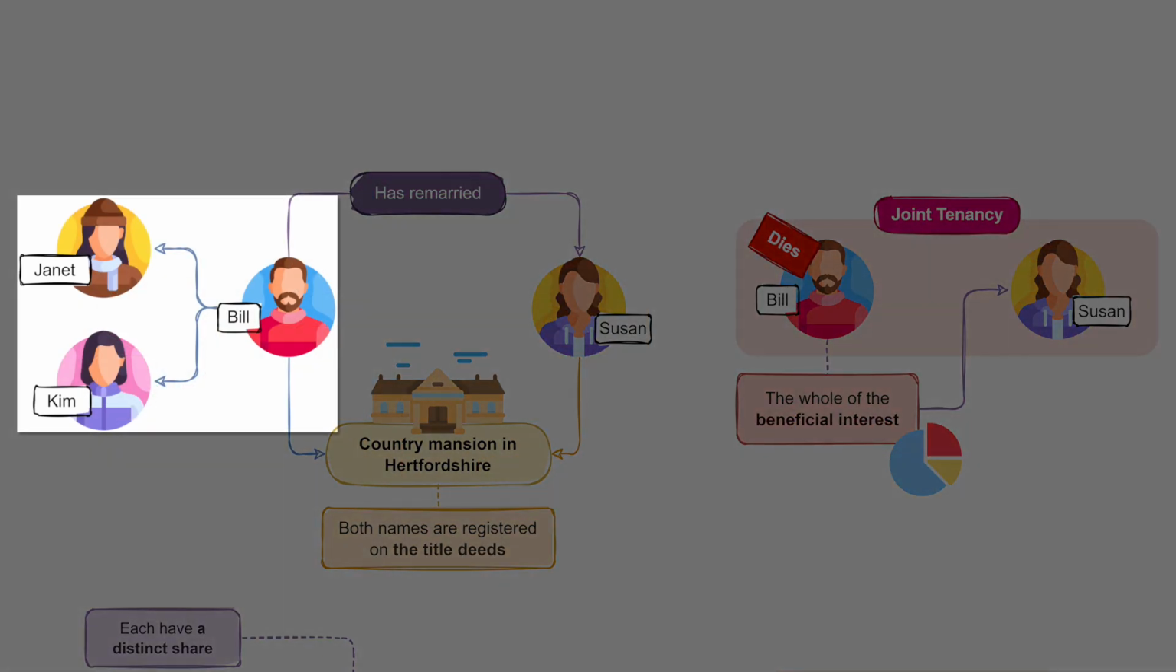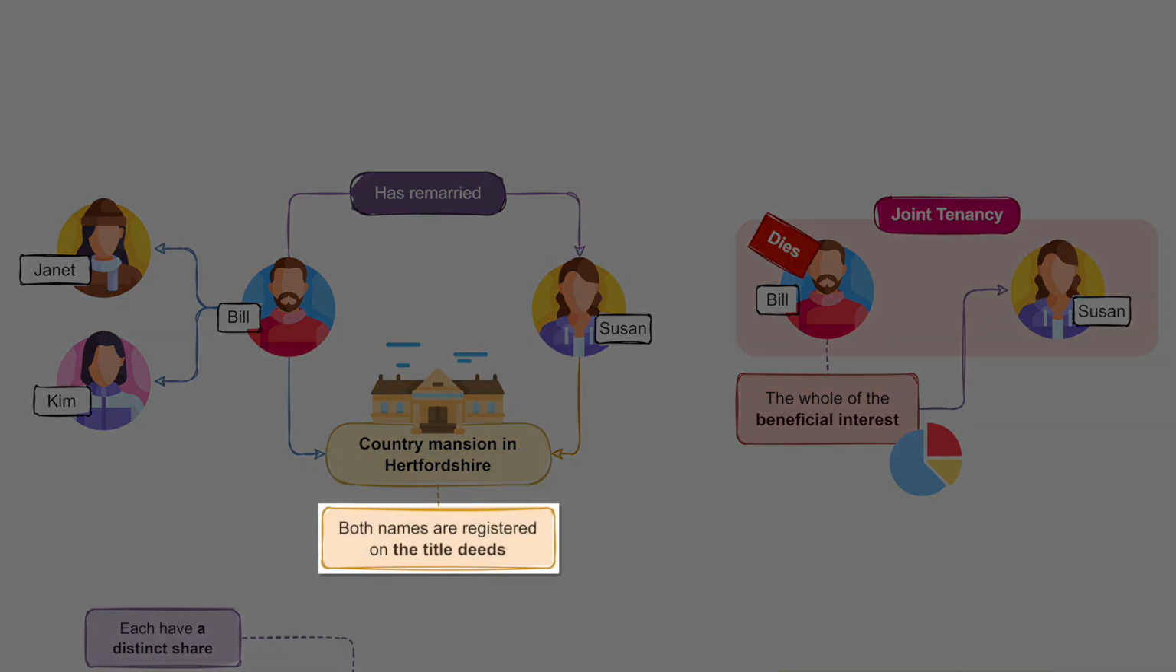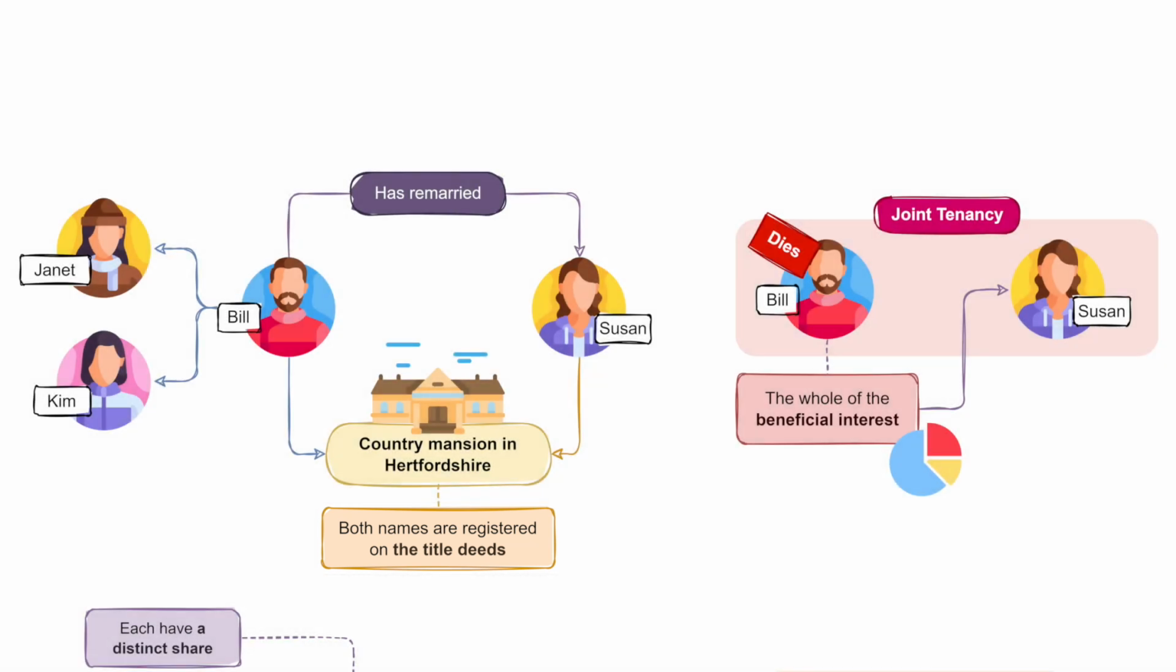Bill has two daughters by his first marriage, Janet and Kim. Bill has remarried and added his new wife's name, Susan, on the title deeds to the property. And the property is a country mansion in Hertfordshire, so that both Bill's and Susan's names are registered on the title deeds. Bill is now considering how his daughters' positions could be protected upon his death. Susan has her own children. She also wants to protect her own children's interests. They agreed to hold the property as so-called tenants in common.